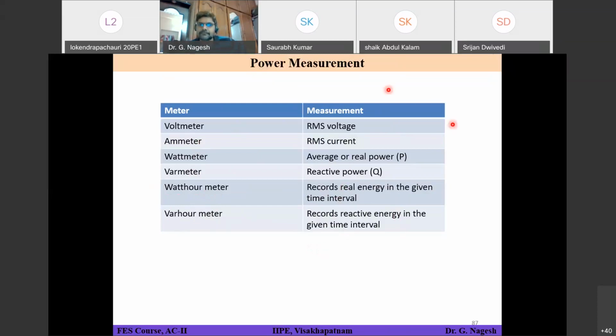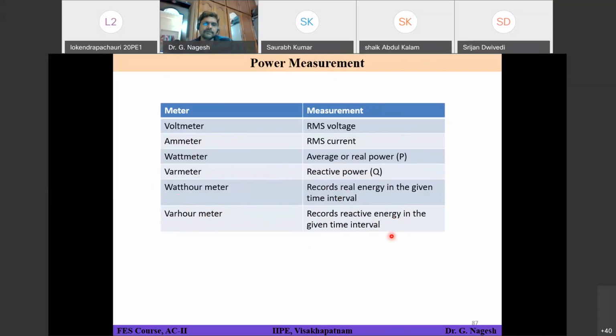The var hour meter records reactive energy. You have the var meter, which will measure your Q. Q you have measured, but over some specific time interval.